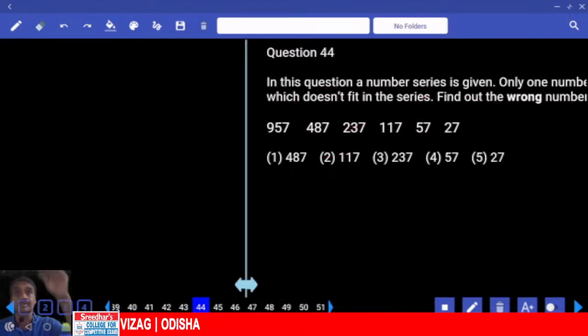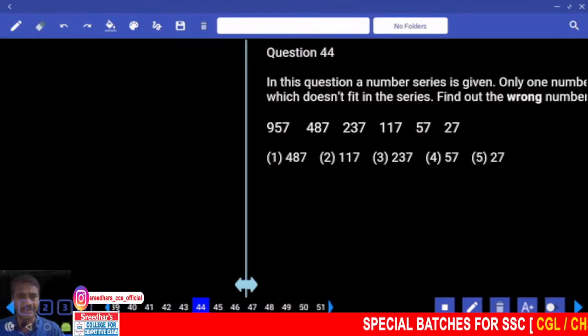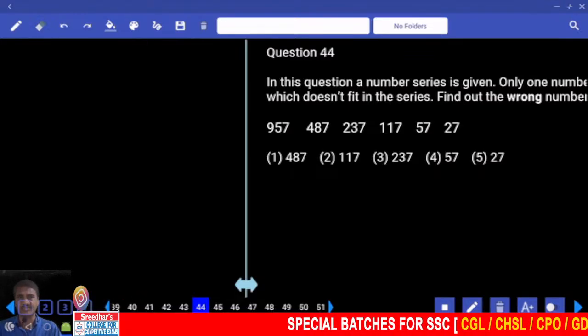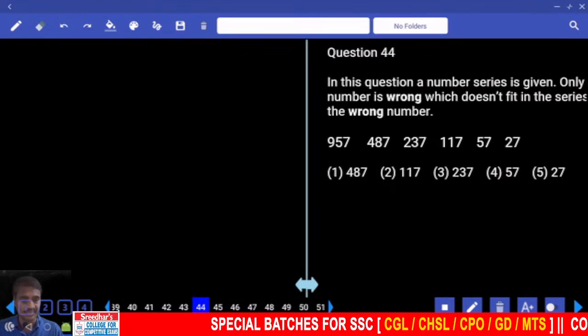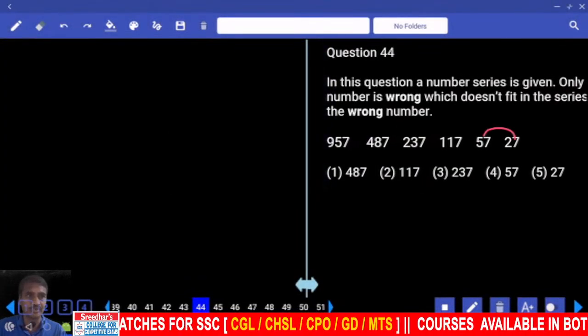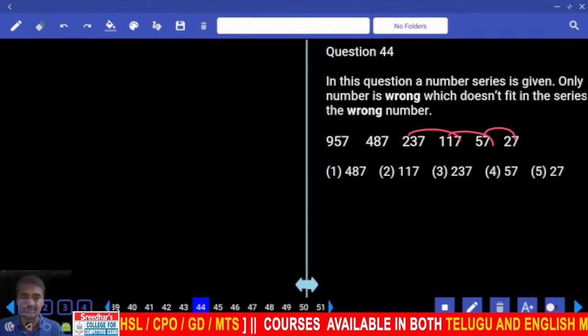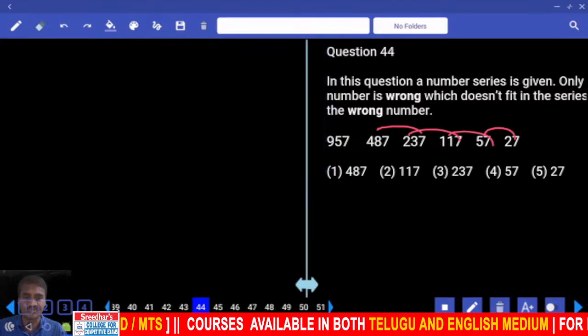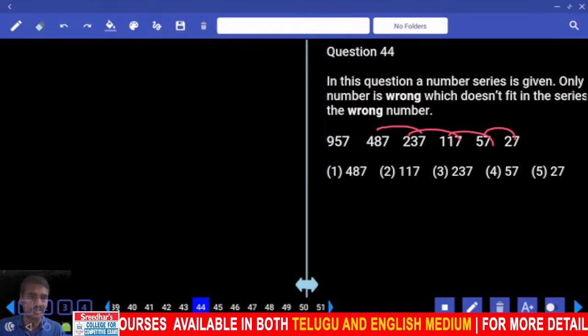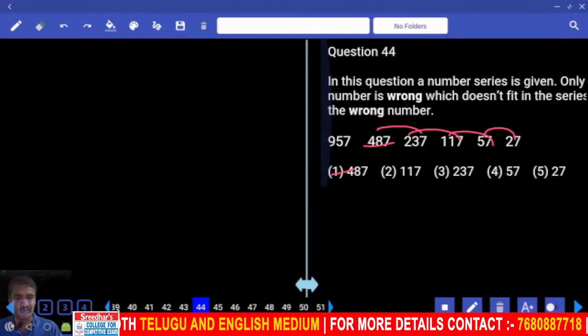Then 44. Now in this question number 44, what are the numbers given here? 957 and 487. Numbers are in decreasing order, so you need to start in the reverse order. 27 and 57 into 2 plus 3. 57 into 2, 114 plus 3. And 117 into 2, 234 plus 3. 37 into 2, 74 plus 3. 77 is the answer. It is 487, choice 1.